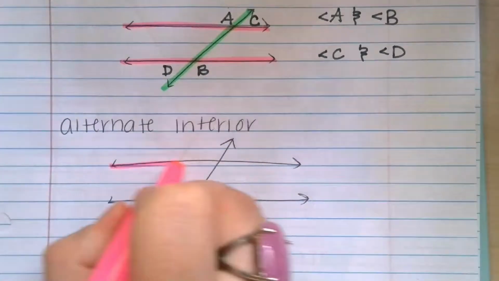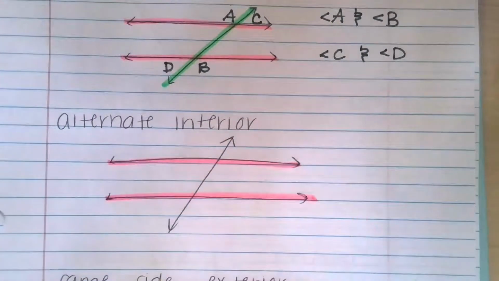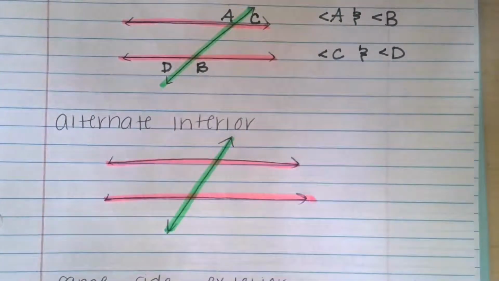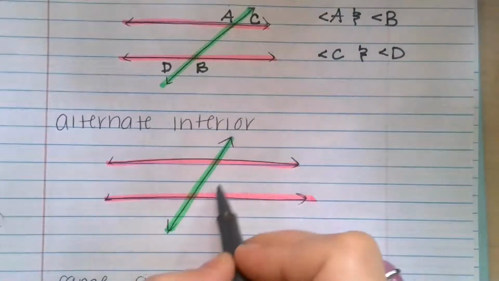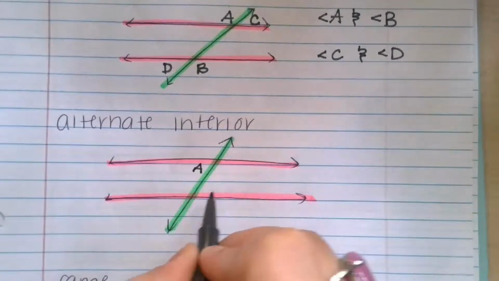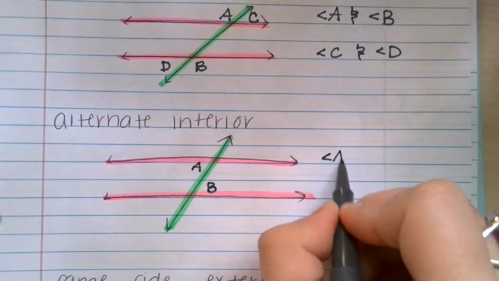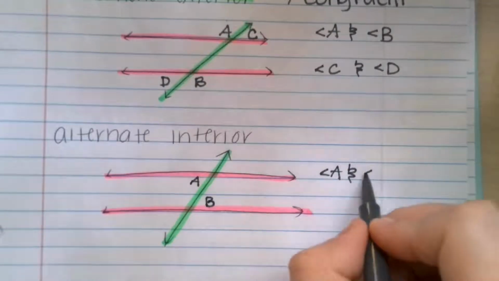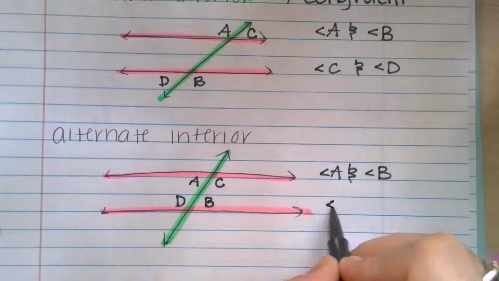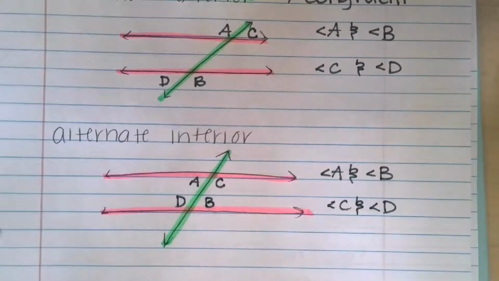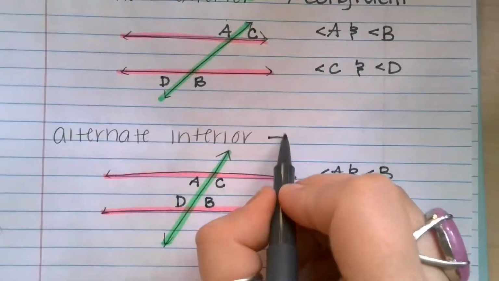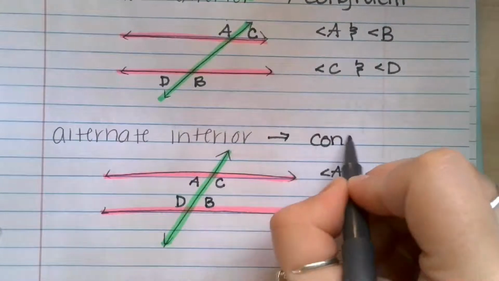So again, we have our parallel lines in pink, our transversal in green. This time, we want our angles that are on the inside of our parallel lines, and again, opposite sides of our transversal. So angle A and angle B would be a pair of alternate interior angles, as would angle C and angle D. Those would be another pair of alternate interior angles. These are also going to be congruent.